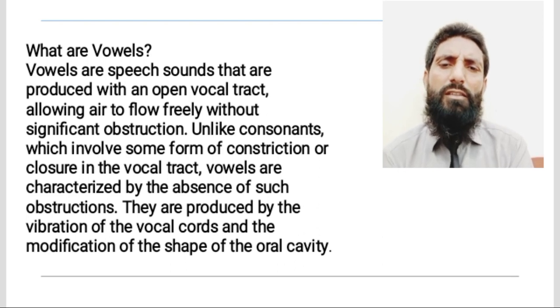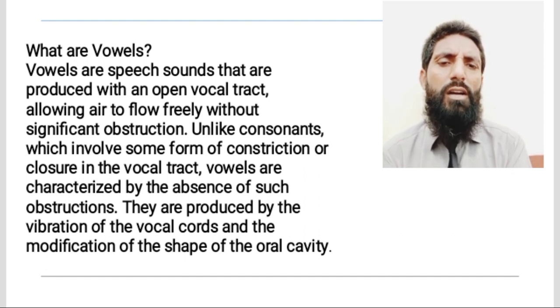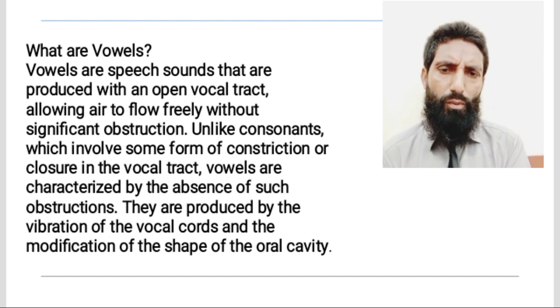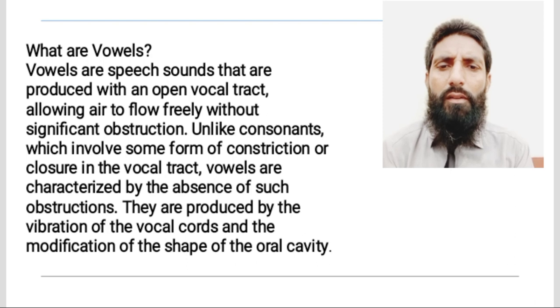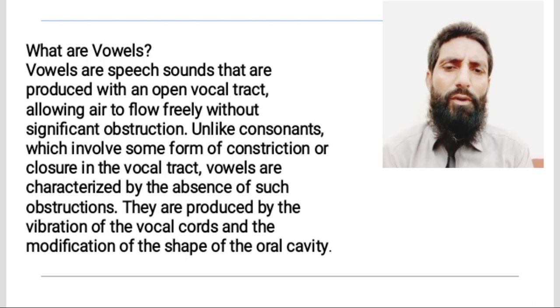Unlike consonants, which involve some form of constriction or closure in the vocal tract, vowels are characterized by the absence of such obstructions and strictures. They are produced by the vibration of the vocal cords and the modification of the shape of the oral cavity.